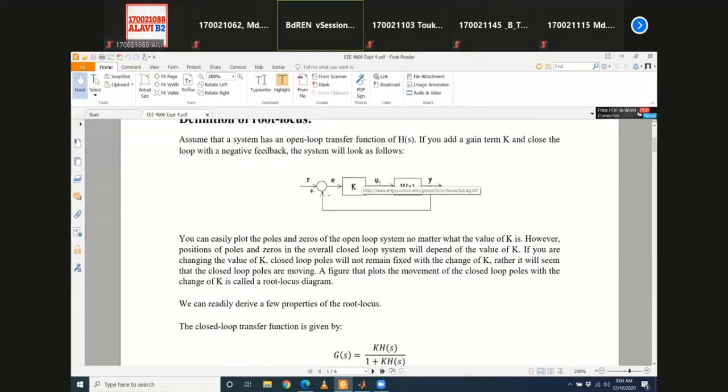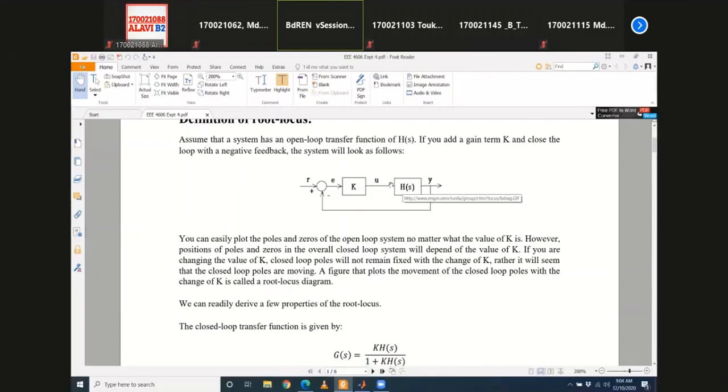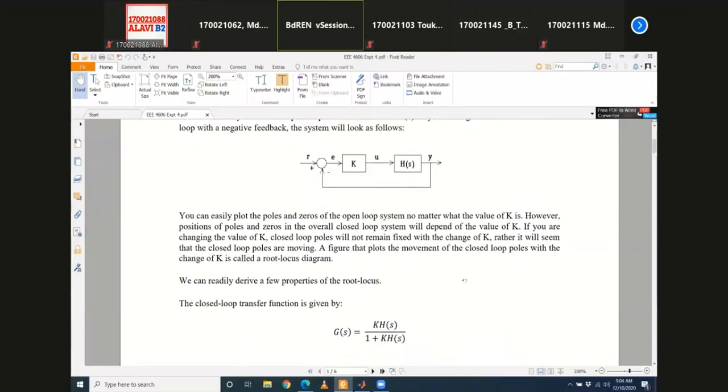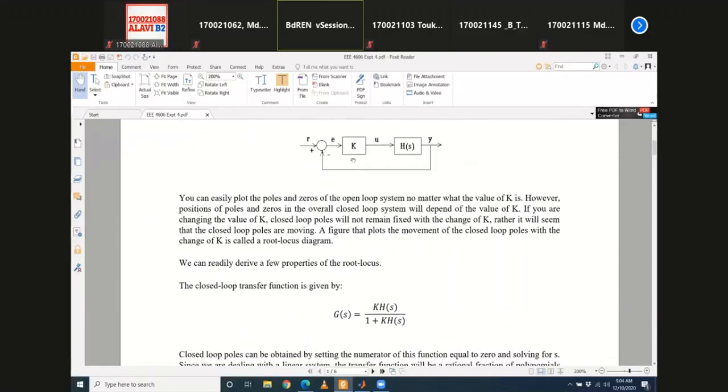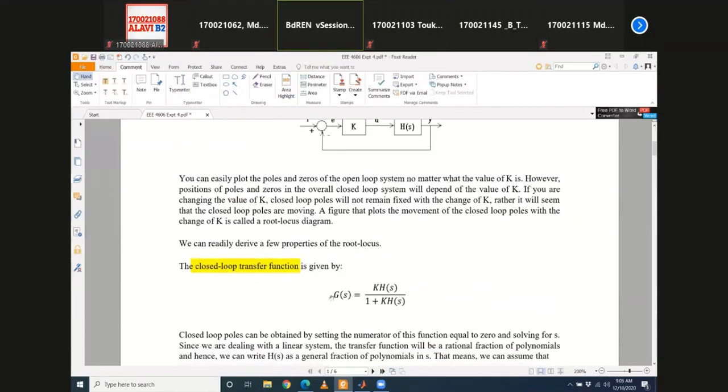So suppose we have a system like this. This is a closed loop system, and we have the open loop transfer function, which is H(S). If there was no feedback path, then the open loop transfer function would be H(S). And K is just a gain that is in series with the open loop transfer function, right? And what is the overall closed loop transfer function of the system? You just use the formula, which you already know: K H(S) divided by 1 plus K H(S), and this is negative feedback. So this is the closed loop transfer function of the whole system.